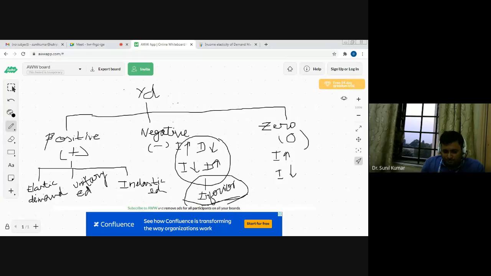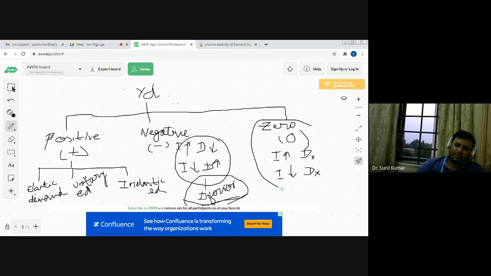And what will be the zero? If income increases or income decreases, there will be no change in demand. Nothing changes here, so we can say this is the zero. Examples of this are salt and matchsticks. These are the examples of it. Have you understood this one?